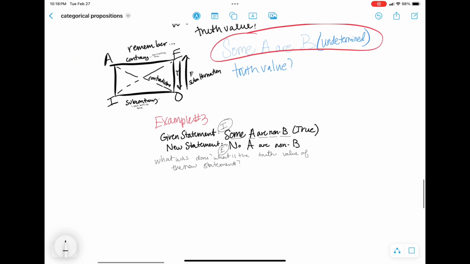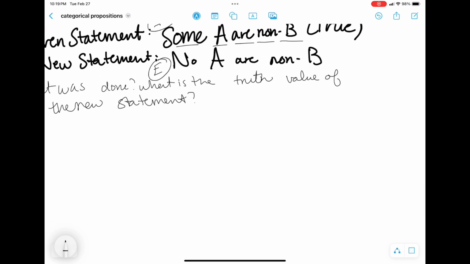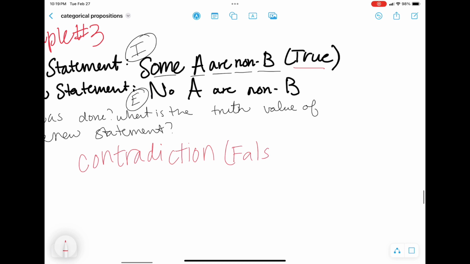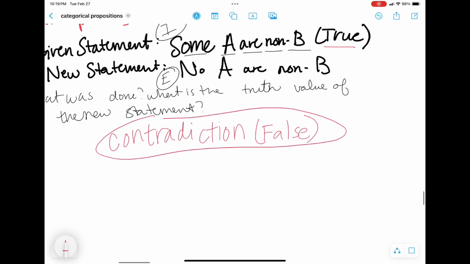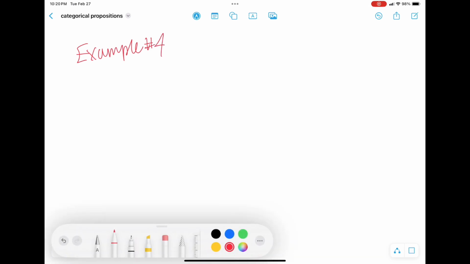Well, this is, looking at our traditional square, a contradictory relation. We can tell that this one wasn't contraposition or any of those because there's no switching with term complement, there's no switching of the terms. So this is why we know, we look at the traditional square, we see that this contradiction, which means the new claim is the opposite truth value, aka false.